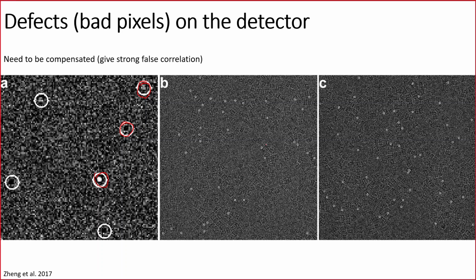Yet it was shown that these two images, these two micrographs, were recorded one after each other, and they pointed out many pixels that were considered as defective pixels, and they are not sharing the same location on panel B and panel C. So there is also a software version of how to detect faulty pixels.